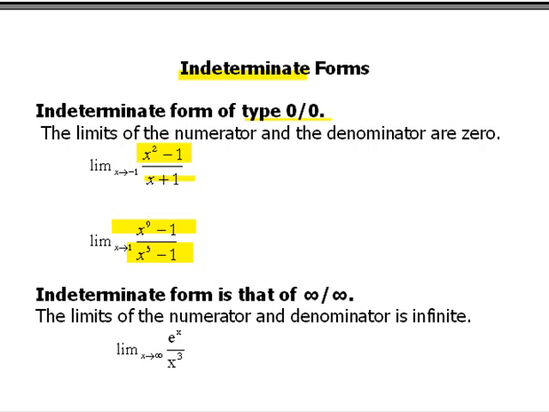There's another indeterminate form of the type infinity over infinity. In this case, I'm going to let x go to infinity. The exponential in the numerator goes to infinity, and so does the denominator x cubed. Those are two forms that you know so far: indeterminate forms of type 0 over 0 and infinity over infinity.